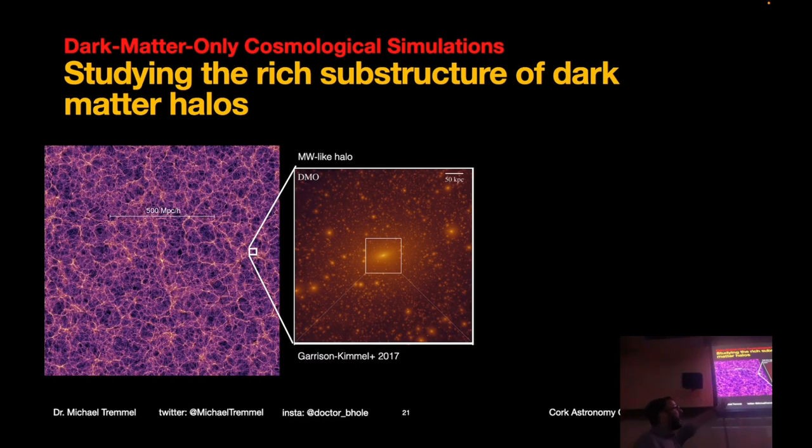What we see is a ton of rich structure here. It's not just a single halo, but there's a whole bunch of smaller halos inside of there orbiting around and all that. So there's a ton of what we call substructure of dark matter.